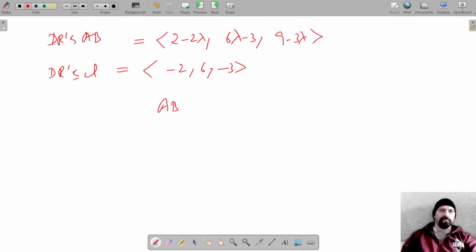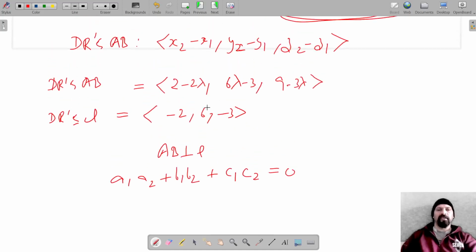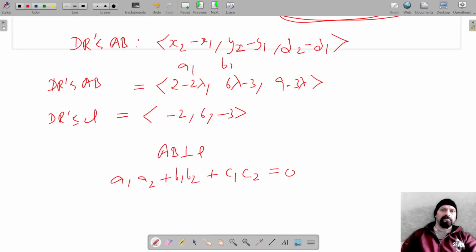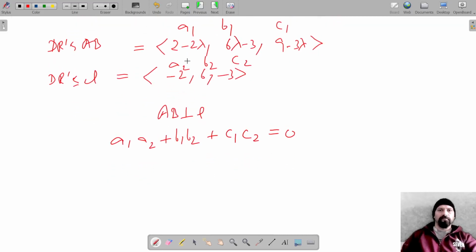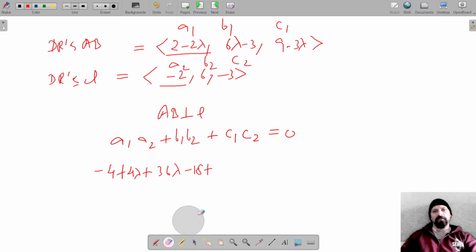Now AB is perpendicular to L, so that means a1 into a2 plus b1 into b2 plus c1 into c2 is equal to 0, where these are the direction ratios a1, b1, c1, and these are the direction ratios a2, b2, and c2. So let's multiply them. 2 minus 2 lambda into negative 2 is negative 4 plus 4 lambda. b1 into b2, 6 into 6 lambda is 36 lambda minus 18, plus negative 3 into 9 is negative 27 plus 9 lambda is equal to 0.